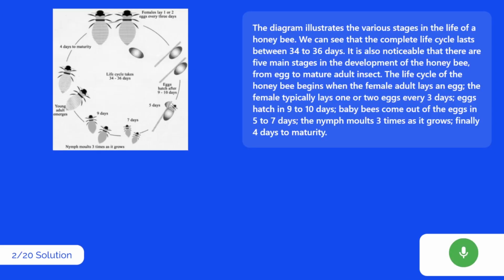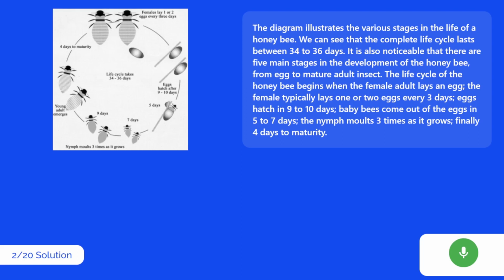The diagram illustrates the various stages in the life of a honeybee. We can see that the complete life cycle lasts between 34 to 36 days. It is also noticeable that there are 5 main stages in the development of the honeybee, from egg to mature adult insect. The life cycle of the honeybee begins when the female adult lays an egg.